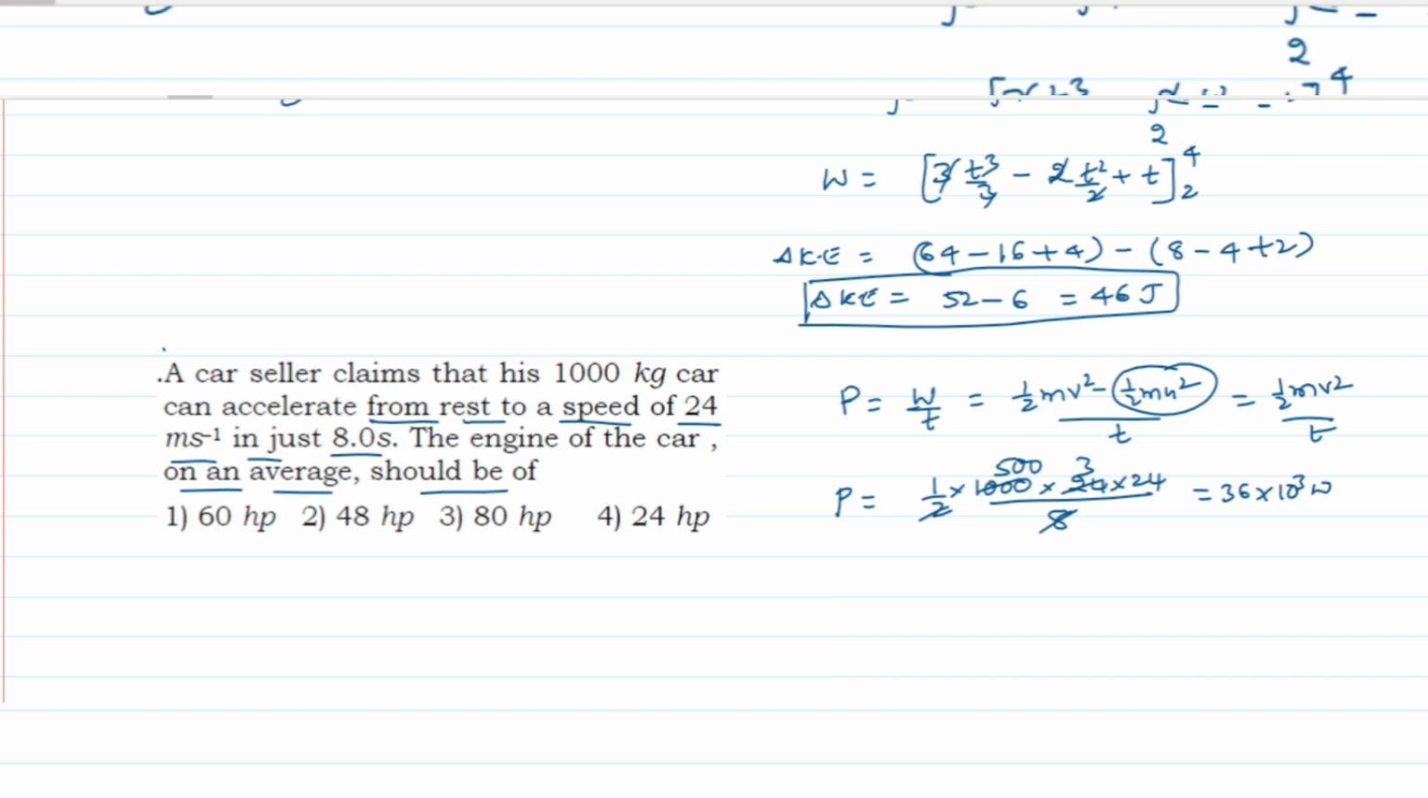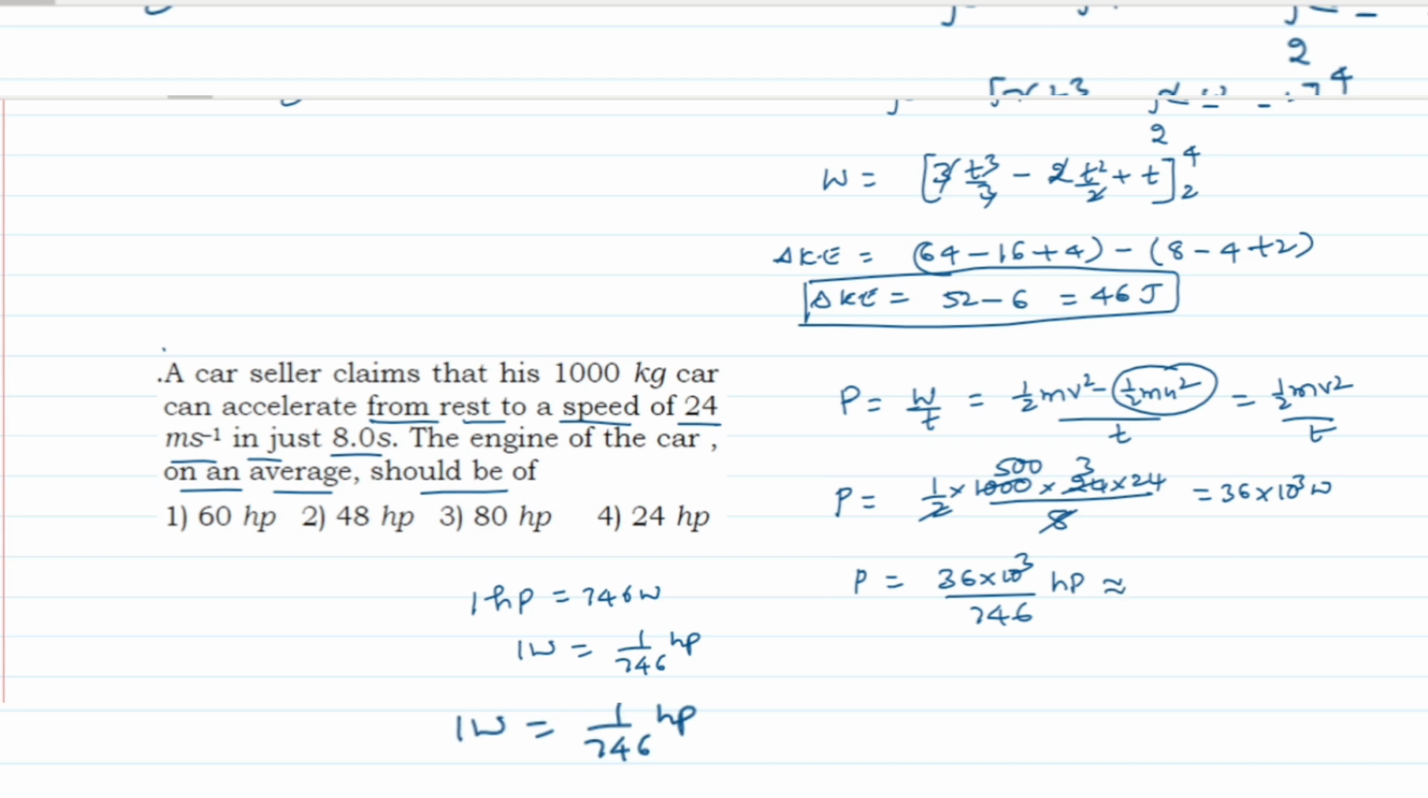But in terms of horsepower they are asking, 1 horsepower is taken as 746 watts. When you are converting this watts into horsepower, you take 36 into 10 power 3 into, then 1 watt equals 1 by 746 horsepower. You just convert by 746. So this value we get as nearly 48 horsepower.